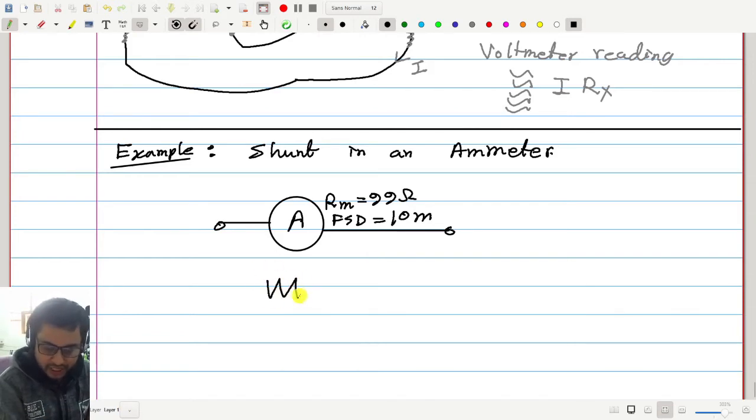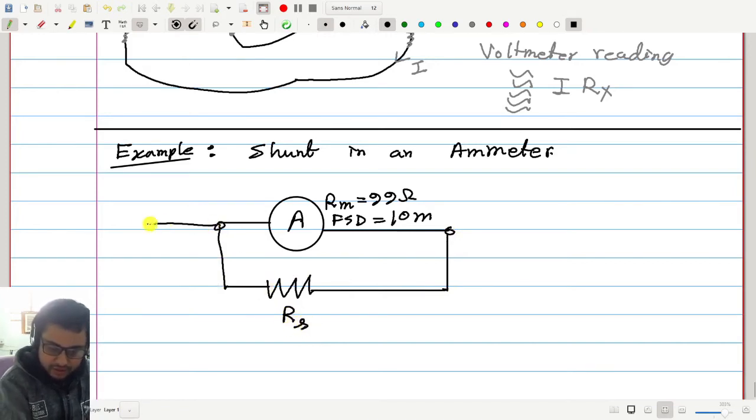We have to put a shunt in parallel, and the value of this shunt, if we want to measure 1 ampere current, to measure 1 ampere, the value of Rs should be how much? You can calculate it. It will come out to be 1 ohm.